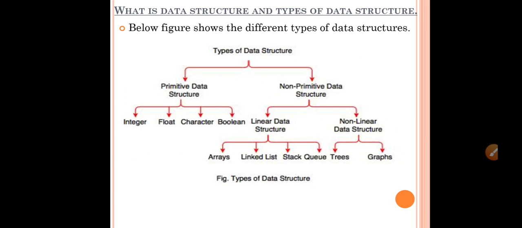Non-primitive data structure is divided again into two parts, linear data structure and non-linear data structure. Linear data structure means we are going to store, or we can allocate the memory, in a linear manner. These are the different types: arrays, linked list, stack, queue. And non-linear data structures are trees and graphs.